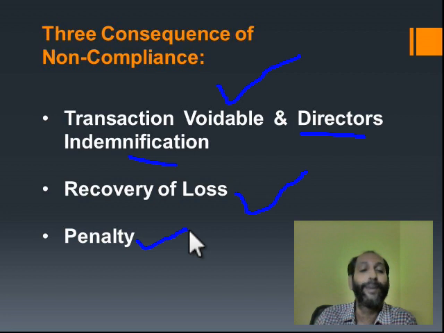So I conclude by saying related party transactions are not prohibited in the Companies Act. Related party transactions are only regulated by the Companies Act by way of approval systems.